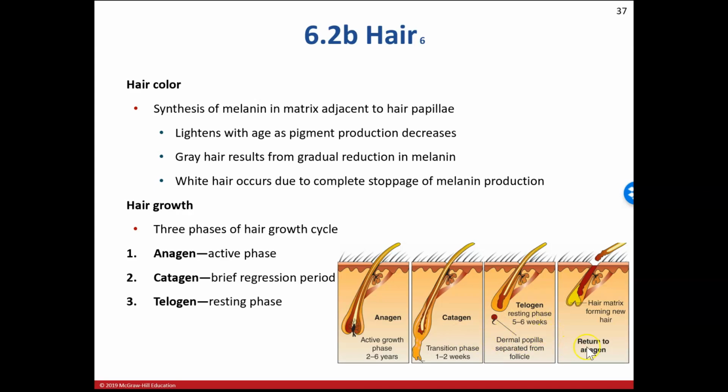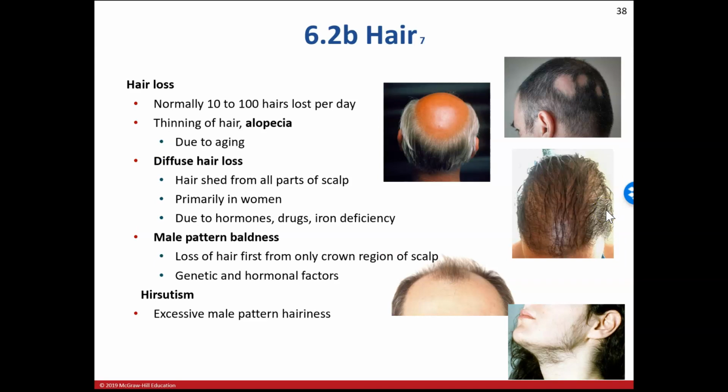And then you'll see that we'll repeat the cycle all over again, and we will return to the anagen phase, where that hair matrix will start to form a new hair if that hair breaks off. Now let's discuss hair loss just a little bit. It is normal to lose about 10 to 100 hairs per day.